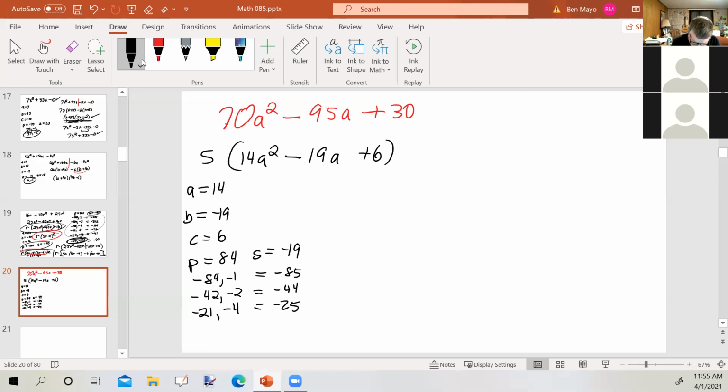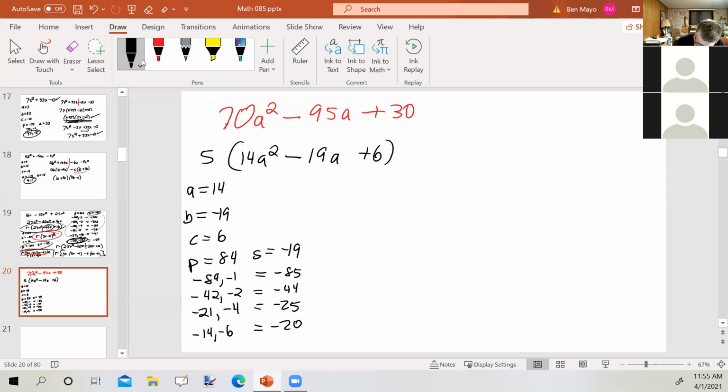Maybe I should try the smaller numbers. Let's see. 5, 6. Oh, 6. 6 goes into 84, doesn't it? Yeah. How many times? 14. So negative 14 and negative 6. That gives me positive 84. But my sum is still not quite there yet. But I've narrowed the field a little bit. So I need two numbers between negative 14 and negative 6.